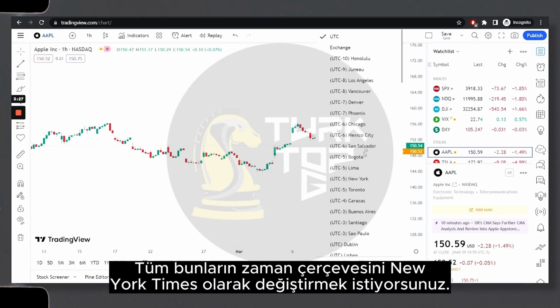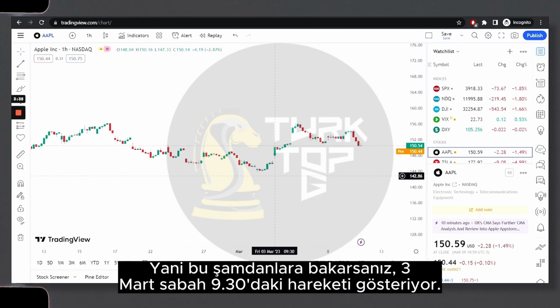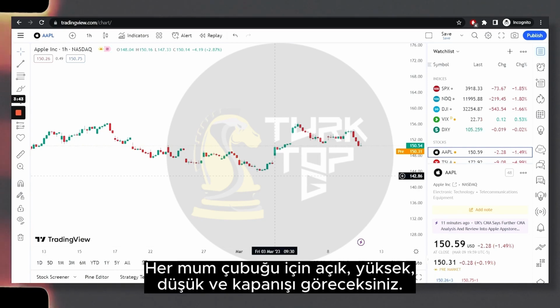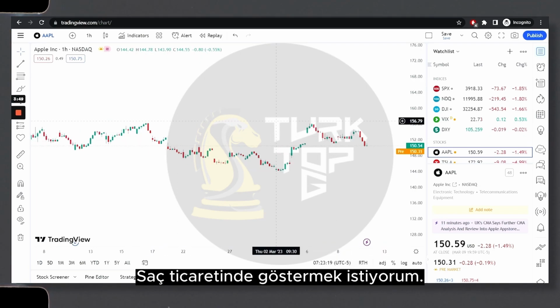All right. I changed the time frame of all of this to New York time, so all of you have an idea of when the market is open and closed. So if you look at this candlestick, it's showing the action on March 3rd at 9:30 a.m. New York time. That's when the market opens. You will see the open, high, low, and close for each candlestick. So that's about it that I want to show on TradingView here.